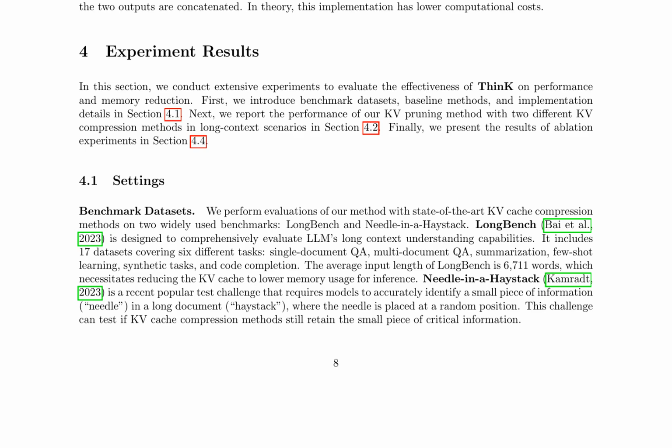Finally, the paper presents the results of extensive experiments to evaluate the effectiveness of ThinK on performance and memory reduction. It uses benchmark datasets such as LongBench and Needle-in-a-Haystack, comparing the proposed method with state-of-the-art KV cache compression methods. The results show that the proposed method can effectively reduce memory usage while maintaining performance in long context scenarios.